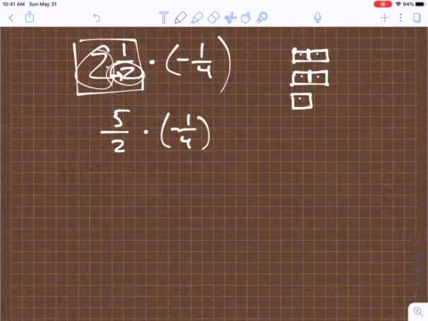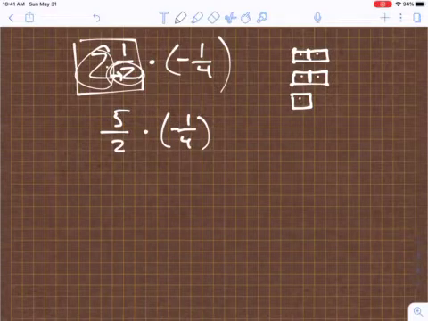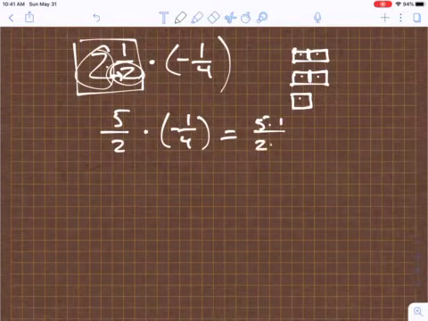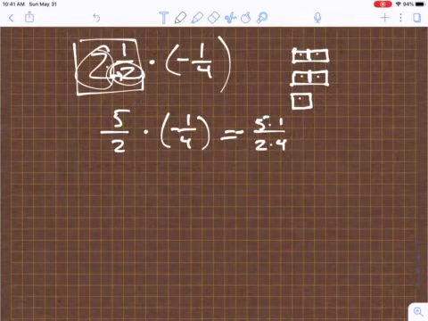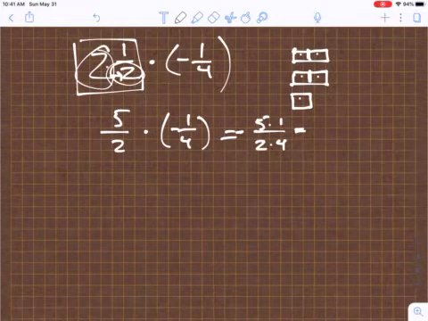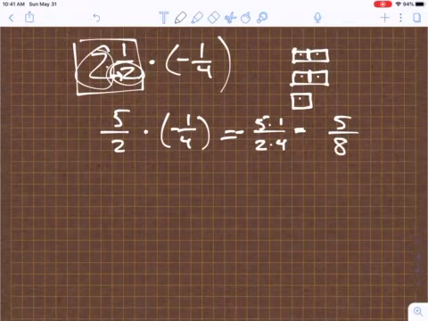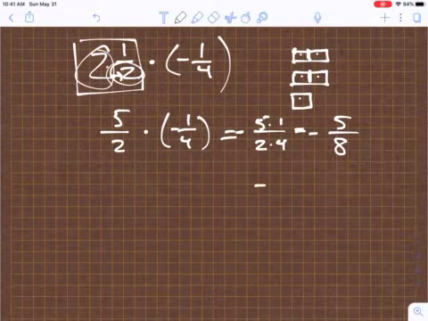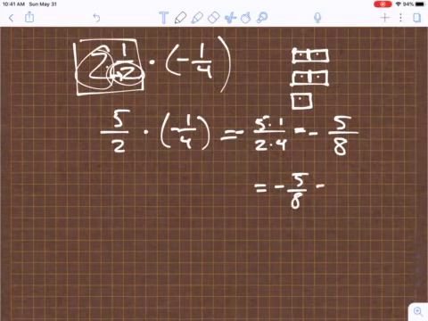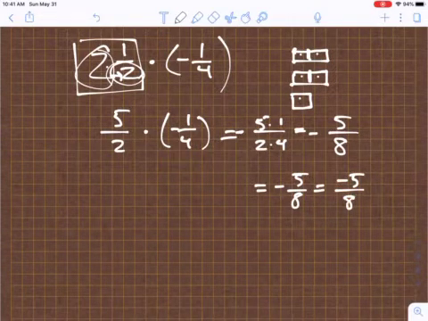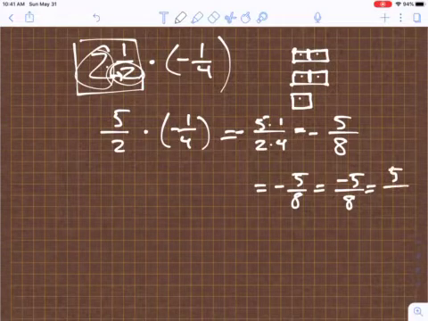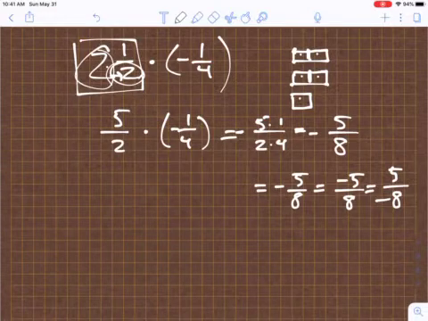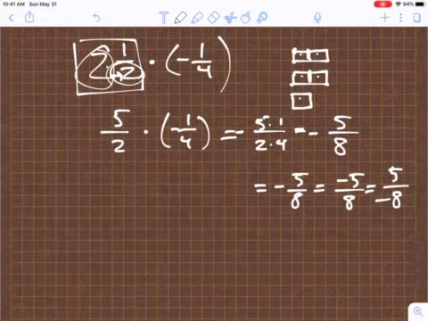So anyway, 5/2 times negative 1/4. Now just multiply straight across. So you get 5 times 1 over 2 times 4, with that negative out here somewhere. So 5 times 1 is 5, 2 times 4 is 8, and then you have your negative. Just to remind you, you could think of it as negative 5/8, you could think of it as negative 5 over 8, or you could think of it as 5 over negative 8. They all give you equivalent answers. So that would be your answer for that one, negative 5/8.